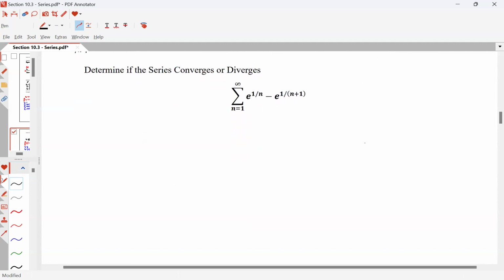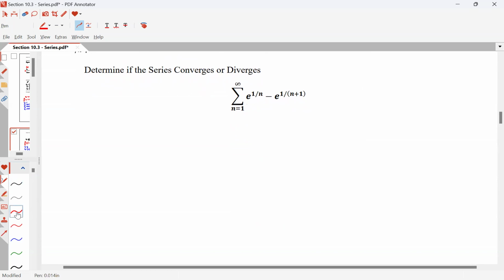And this is a series known as a telescoping series. When we start getting into tests, there is not a telescoping series test. But when we see two terms being subtracted, it often points towards looking at the partial sums and seeing if, by definition, it converges or diverges.